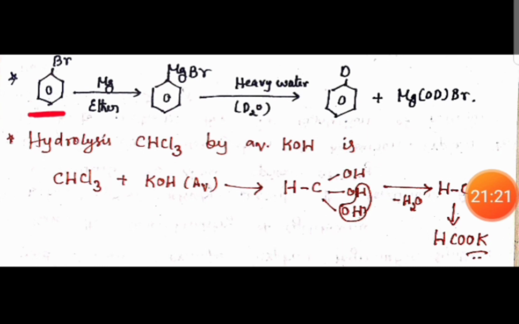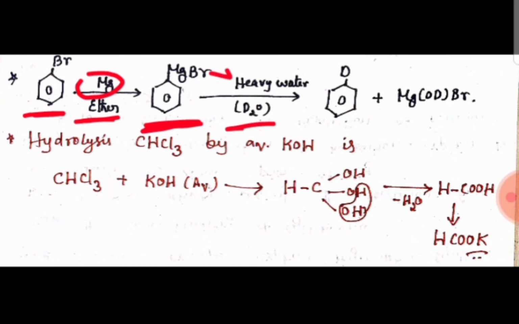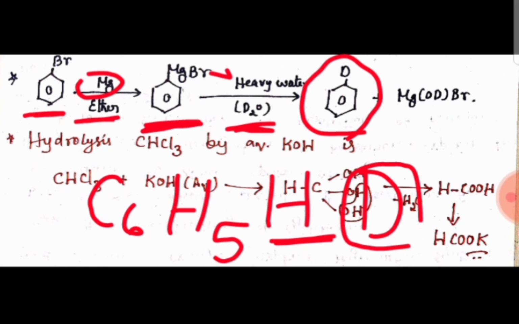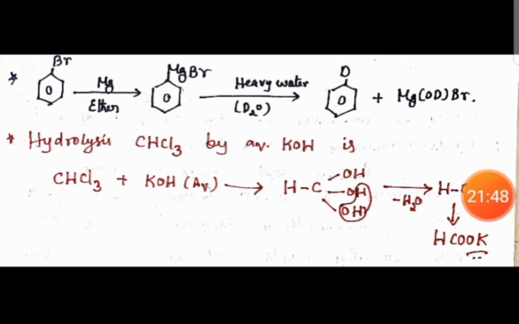Now this is bromobenzene. When you react it with magnesium metal in the presence of ether, you will get Grignard reagent, C6H5MgBr. When you treat it with heavy water, that is deuterium oxide, you will get this particular product, where C6H5 and the hydrogen atom is deuterium. This particular product we will get.